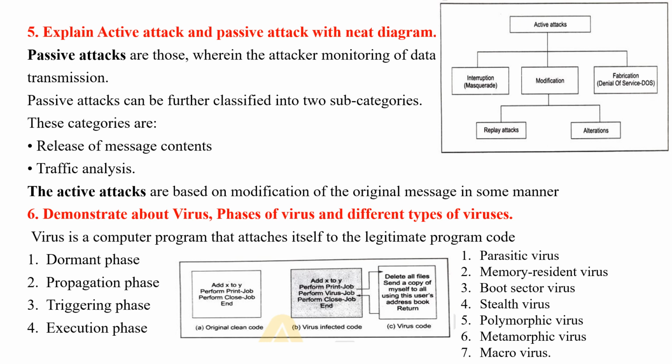And triggering phase is nothing but here the dormant virus keeps moving to this phase when the action for which it was waiting is initiated. So if, suppose, it wants to spoil the file, then the virus moves to the triggering phase. Execution phase is nothing but here the actual work of the virus takes place.